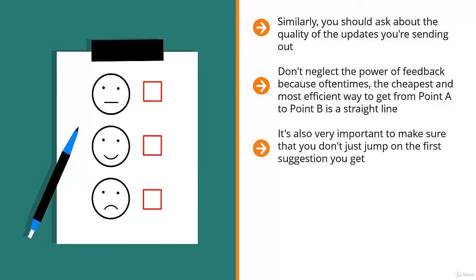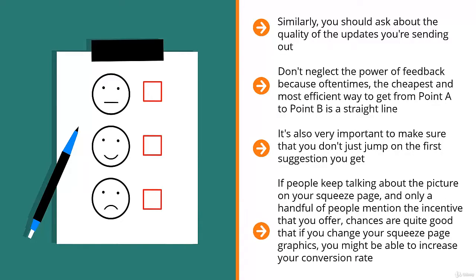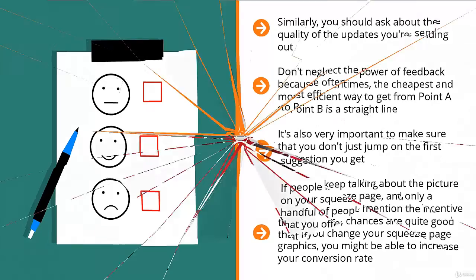It's also very important to make sure that you don't just jump on the first suggestion you get. Look at the total amount of responses you get and pay attention to the most common theme. If people keep talking about the picture on your squeeze page and only a handful of people mention the incentive that you offer, chances are quite good that if you change your squeeze page graphics, you might be able to increase your conversion rate. Look for these patterns. Don't get thrown off track by outlier responses.